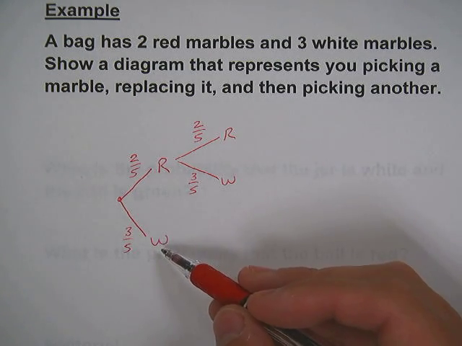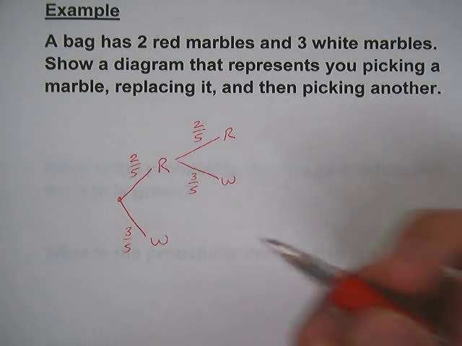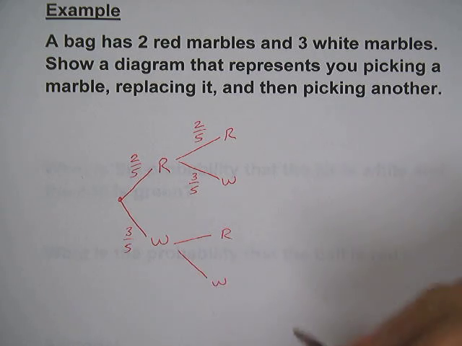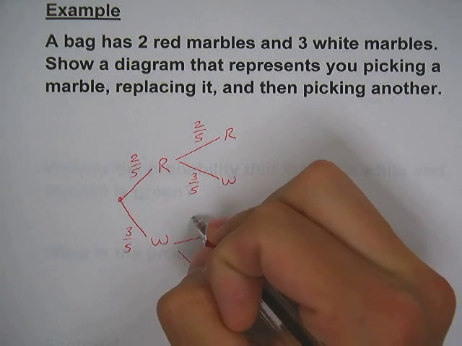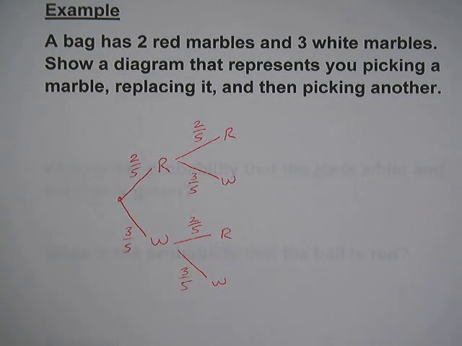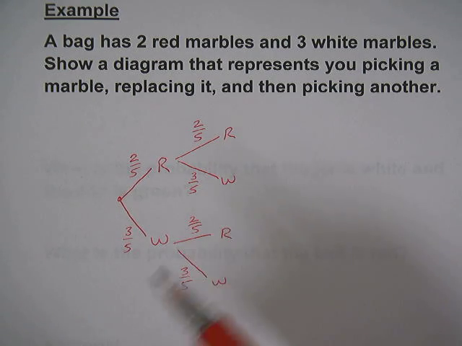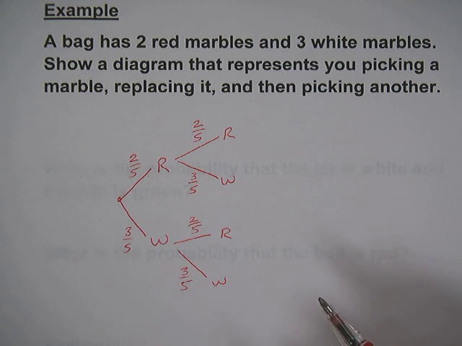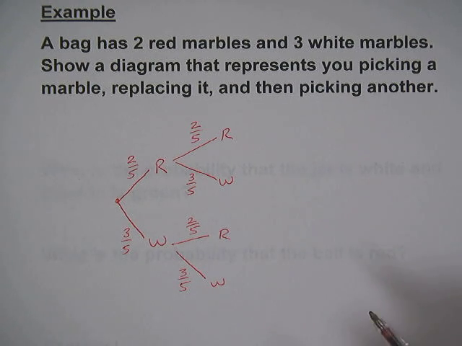Okay, so let's come down here. What if I picked a white to begin with? I pick a white, throw it back in. Again, I have the choice of red and the choice of white. And once again, because I threw the marble back, this would be 2/5 and this would be 3/5. That's what it's asking: pick a marble, throw it back, pick another. So this is representing those possibilities.